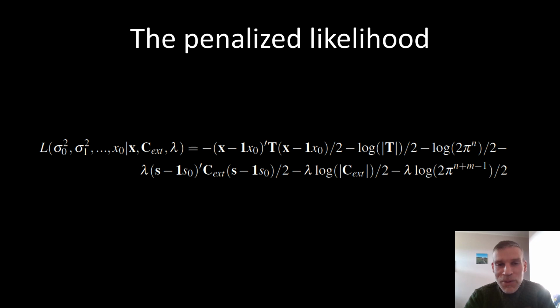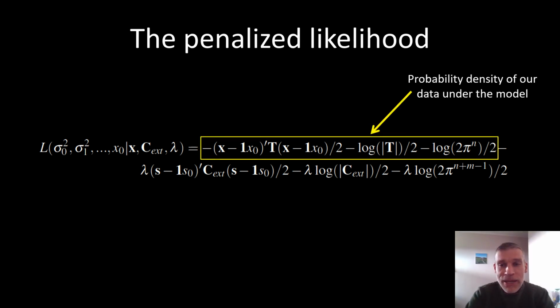The solution that I propose to use is what is called penalized likelihood or regularization. In this case, we take the probability density of our data under the model given our set of sigma squared values among the edges of the phylogeny. And this is the same probability density as before, but I've written it here on a logarithmic scale.